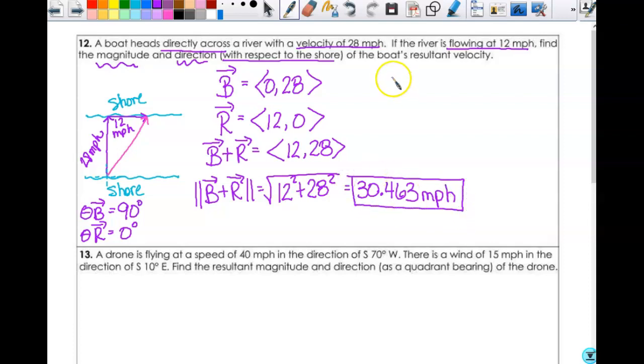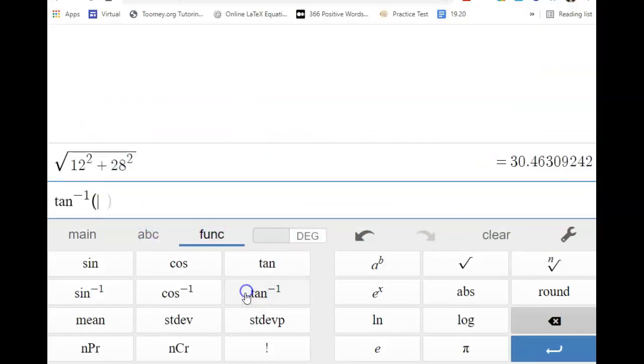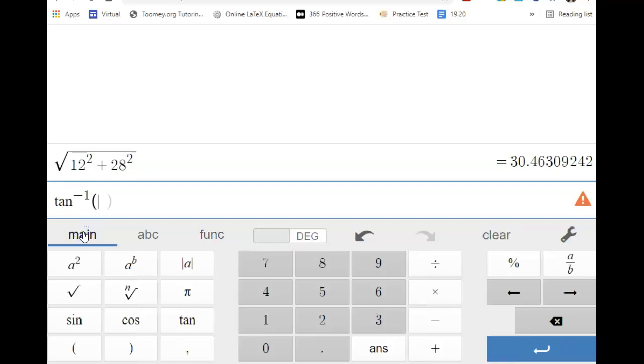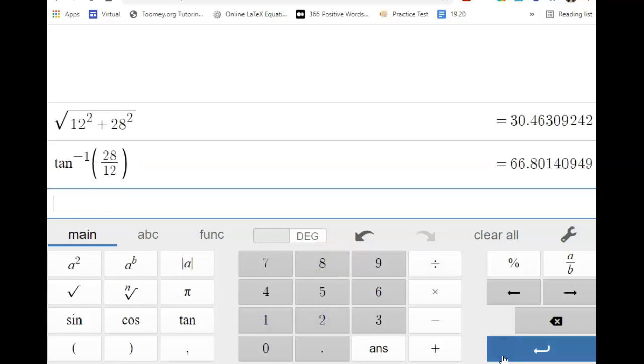Still need the angle, so theta is the tangent inverse of b over a, so that's 28 over 12. I don't have to do anything fancy because these aren't decimals that I found. And when I do that, tangent inverse of 28 divided by 12, I end up with 66.801.